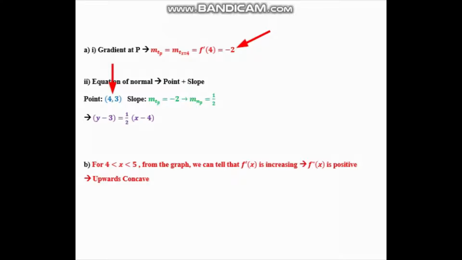Now that we have a slope and a point, of course, we want the equation of the normal, so we have to change the slope. The slope of the curve is negative 2, so the slope of the tangent is negative 2. Hence, the slope of the normal is positive 1 over 2. You flip and you switch. Hence, the equation of the normal is y minus 3, which came from this 3, equals half, which is the slope of the normal, times x minus 4, which came from this 4. Hence, this is the equation of the normal.